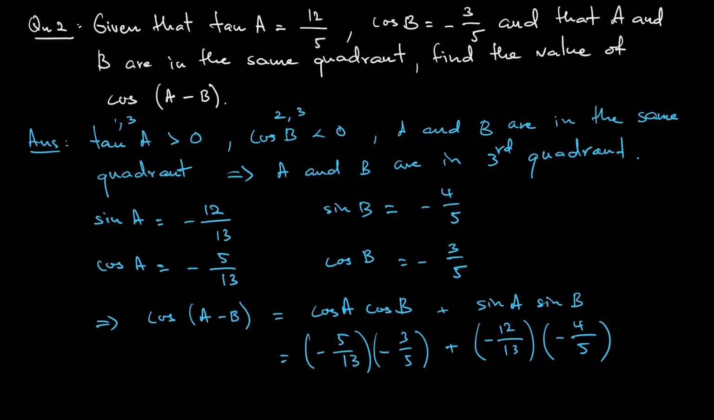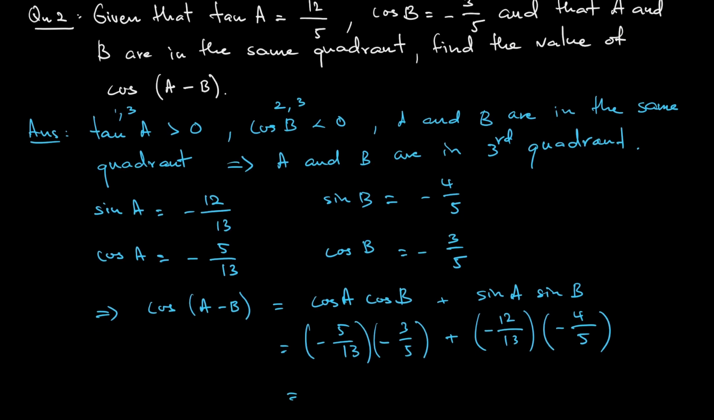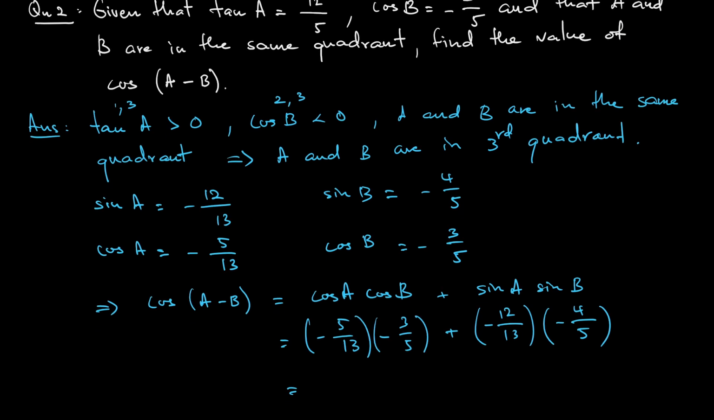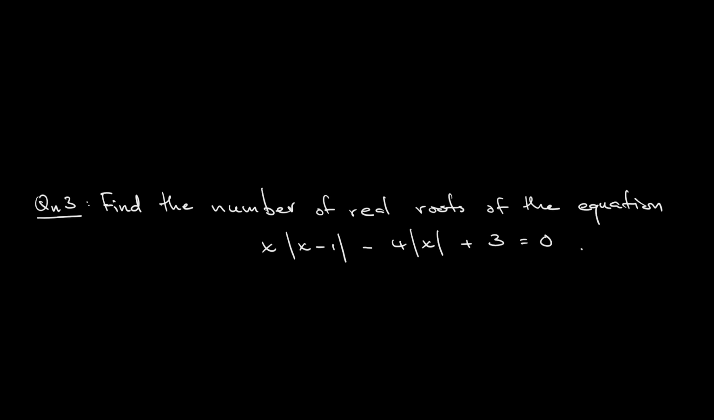Alright, so after some simplification, at the end you will get a value of 63 over 65. So this is the final value for cosine A minus B. Okay, moving on to question 3.